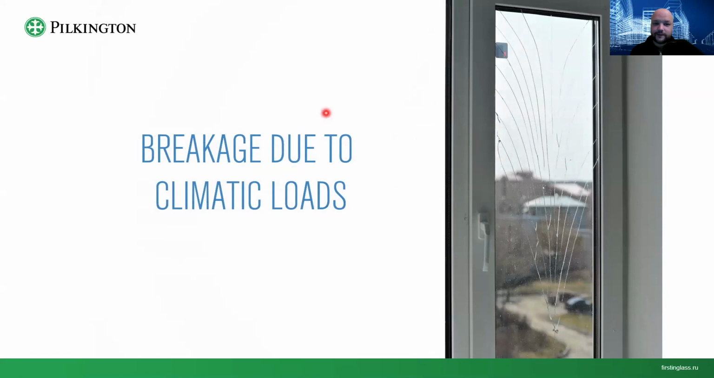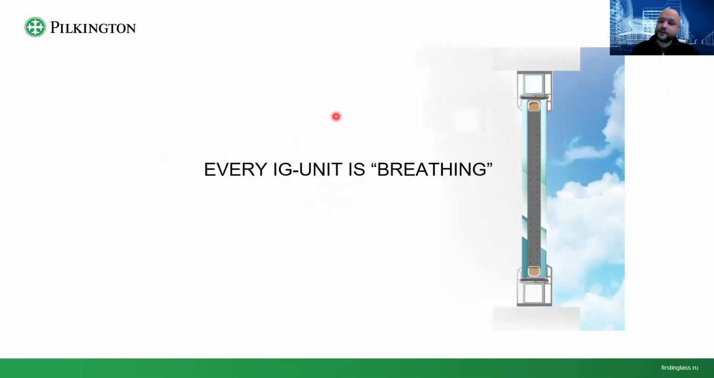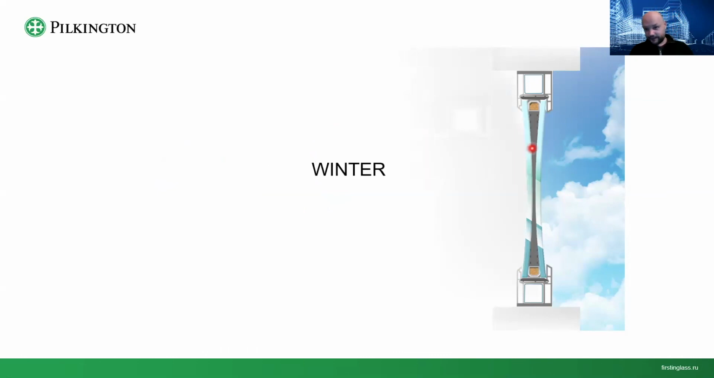And the last one, we will be looking at the breakage because of the climatic load. Again, this is only for IG units, and that is because during its lifetime, the IG unit is breathing, so-called breathing. That is because between the glass, IG units have a gap filled with gas. If you heat it up, it will expand like this. If you cool it down, it will shrink, because the volume will be either decreasing or increasing, and the glass will be bending to compensate for this.